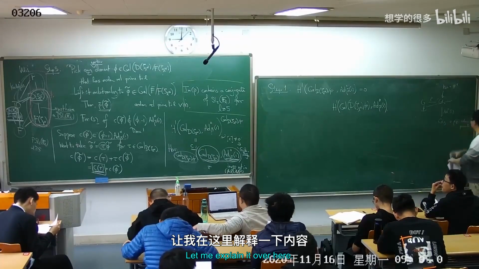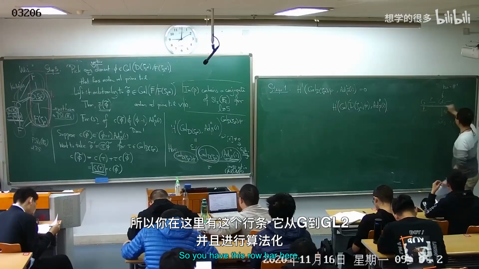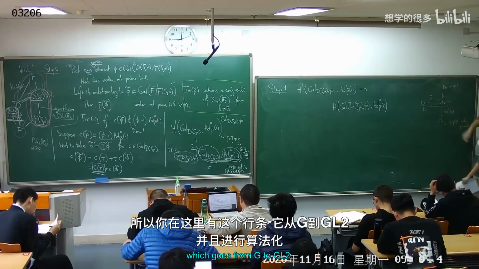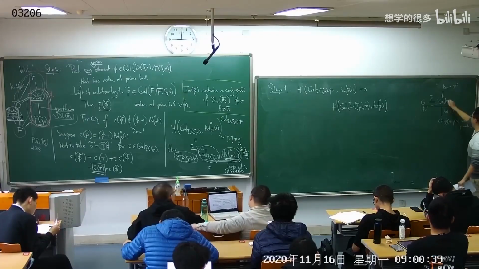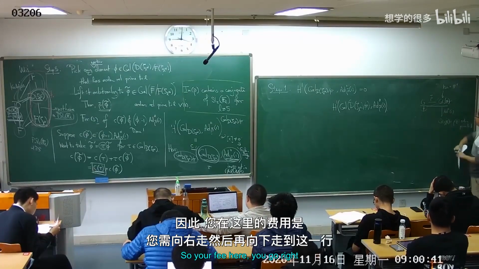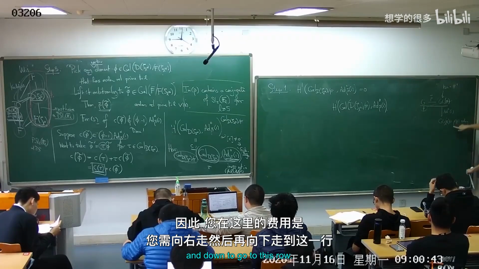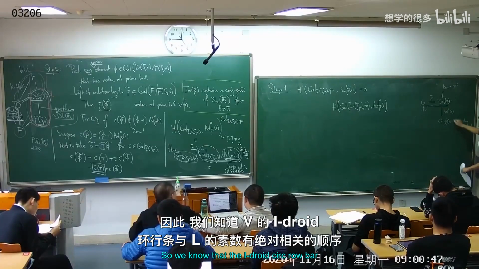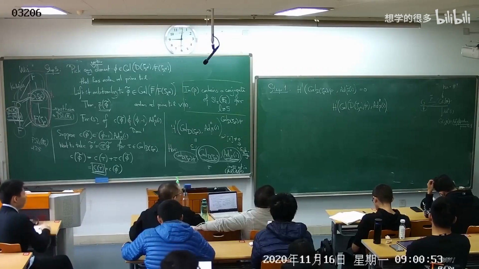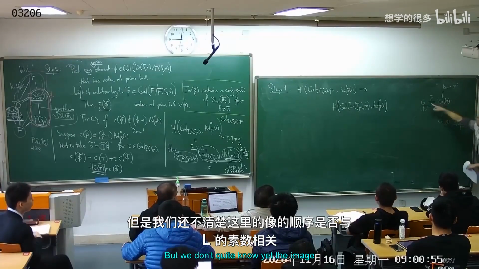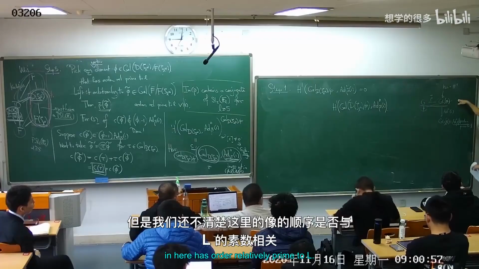Or maybe let me explain it over here. So you have this rho bar here, which goes from G to GL2, and the adjoint representation brings it down to GL3. Okay? So your phi here, you go right and down to go to this rho. We know that the adjoint circ rho bar of phi has definitely order relatively prime to L. But we don't quite know yet the image in here has order relatively prime to L.